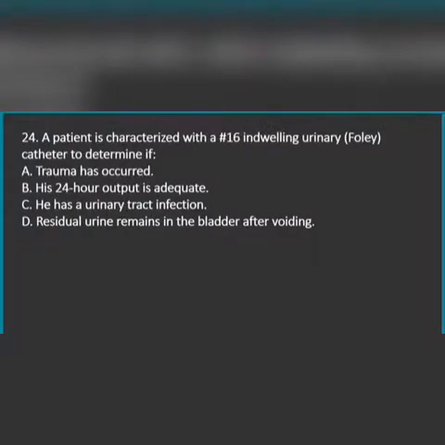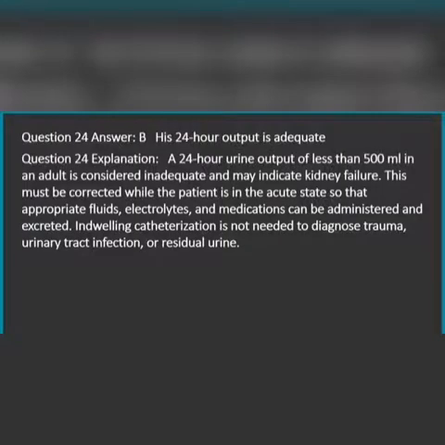Question 24. A patient is catheterized with a number 16 indwelling urinary Foley catheter to determine if A. trauma has occurred. B. His 24-hour output is adequate. C. He has a urinary tract infection. D. Residual urine remains in the bladder after voiding. Question 24 Answer: B. His 24-hour output is adequate.